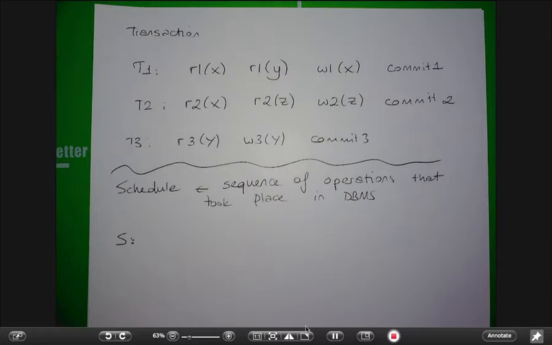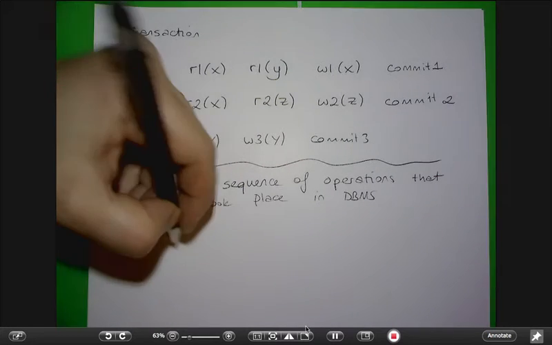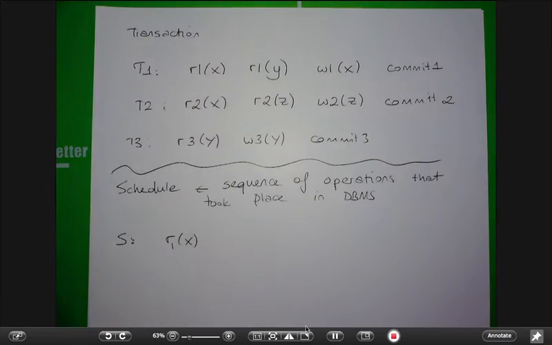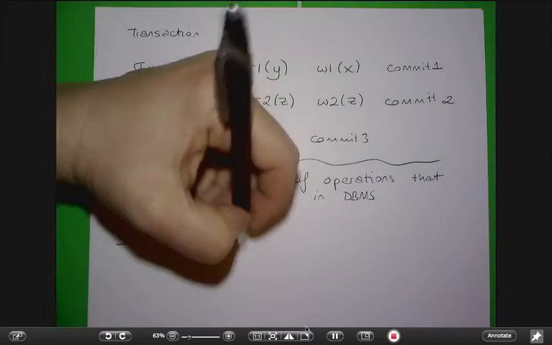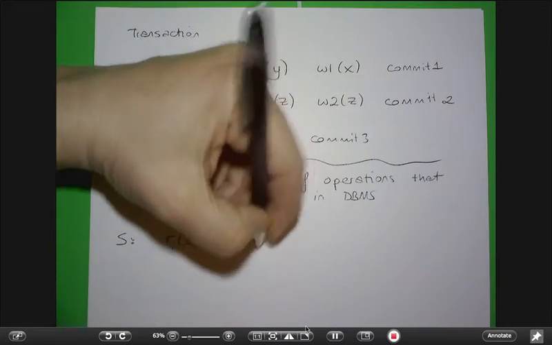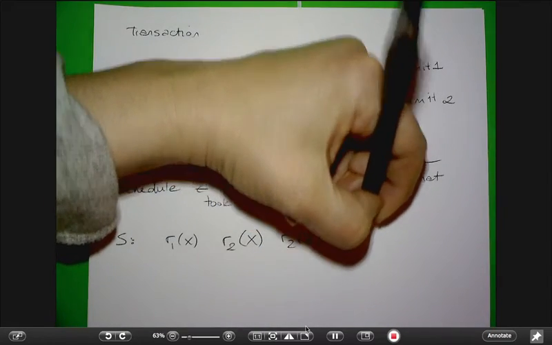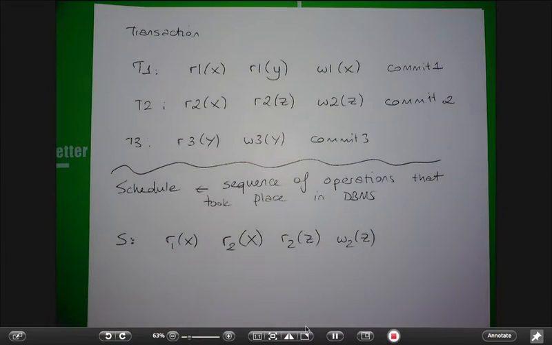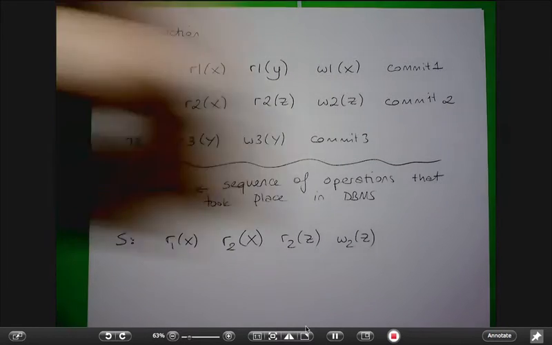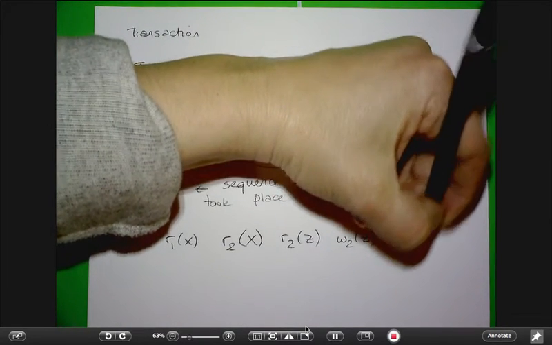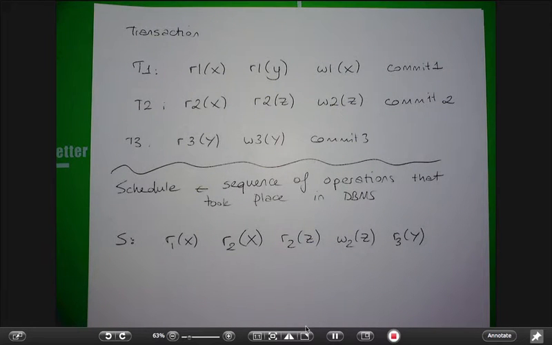Of course, the operations within each transaction will execute in the same order, but it could very well be that I first do R1 of X, then transaction 1 goes to sleep, then transaction 2 reads X and reads Z and writes Z, and at which point, before it commits, transaction 3 gets some time, R3 of Y, and this is the point I'm at in my current schedule. So in the schedule, this is what happened, these operations.